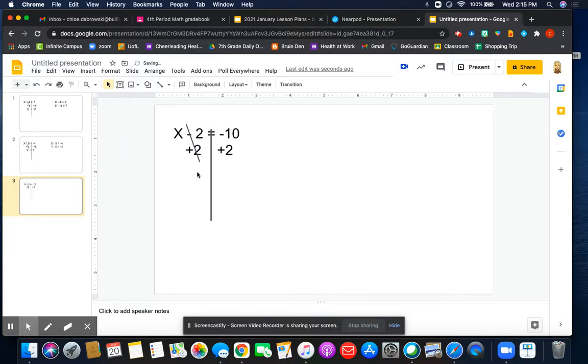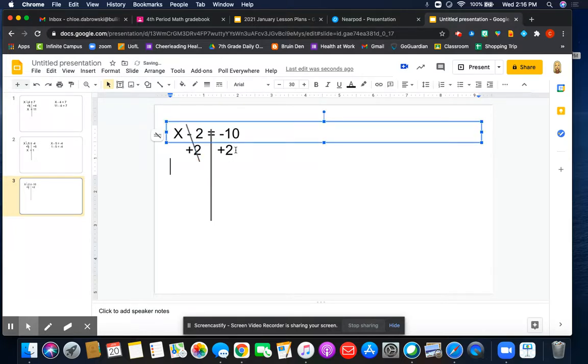Negative 2 plus 2 is 0. So we are left with x on this side. My equal sign still carries. Negative 10 plus 2. We're going to the right on our number line. We're getting a little closer to 0. That gives us a value of negative 8. Let's do our check step, see how we did. x minus 2 equals negative 10. Plug in our value. We end up with negative 8 minus 2 equals negative 10.